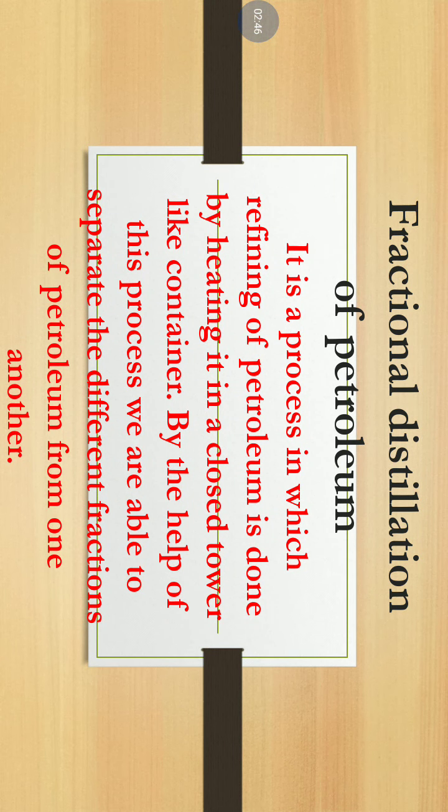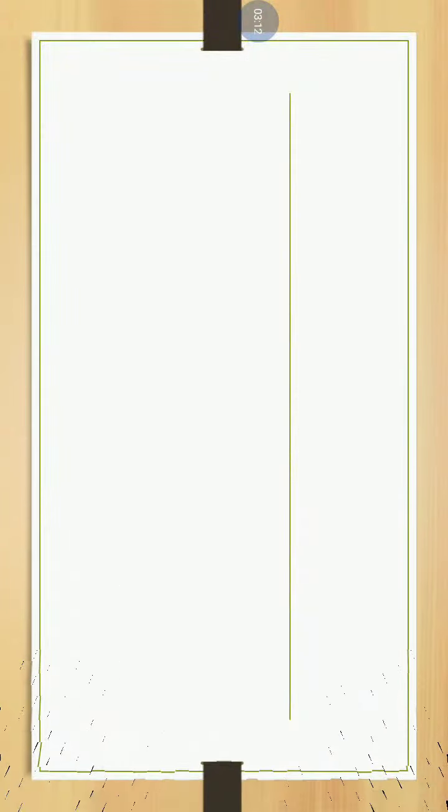Let us discuss. It is a process in which refining of petroleum is done by heating it in a closed tar-like container. With the help of this process, we are able to separate the different fractions of petroleum from one another. So, fractional distillation is the process by which the different fractions of petroleum can be separated. Now, how it happens, let us discuss in detail.